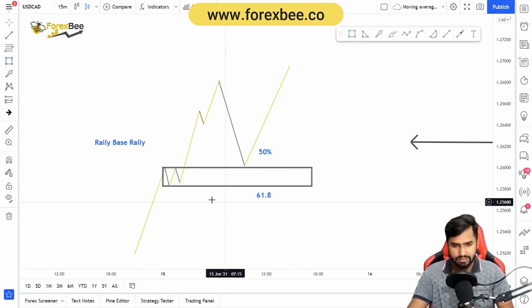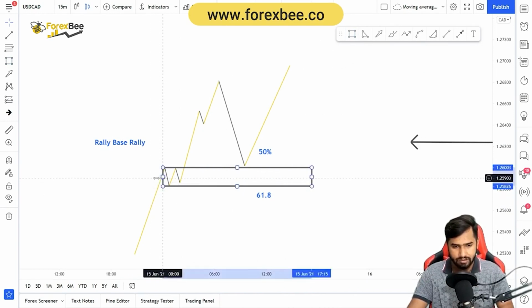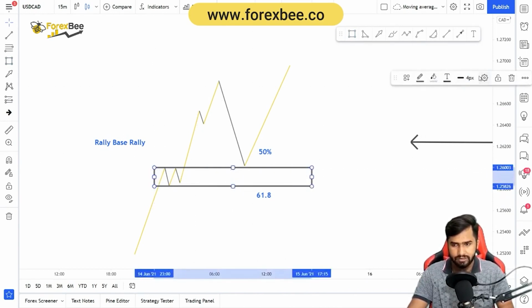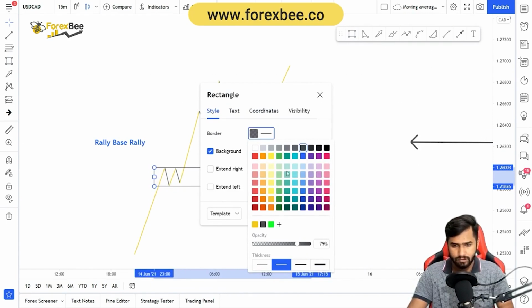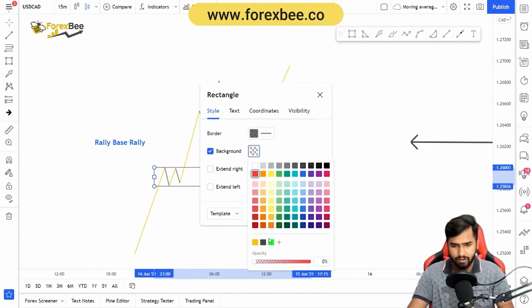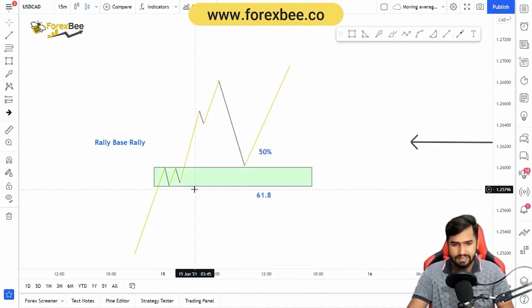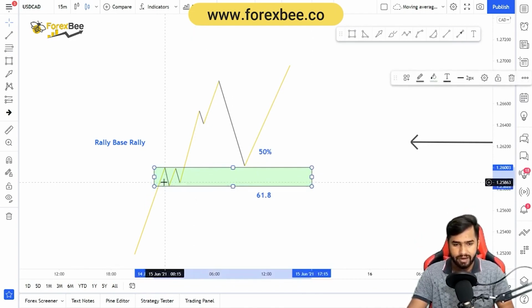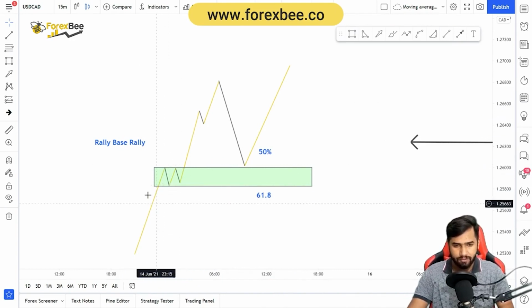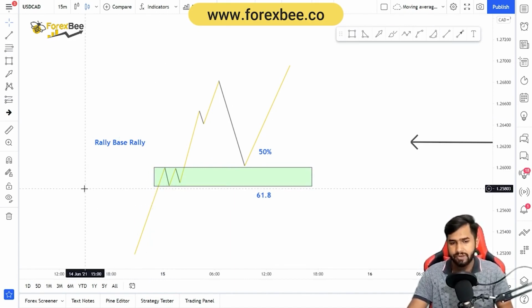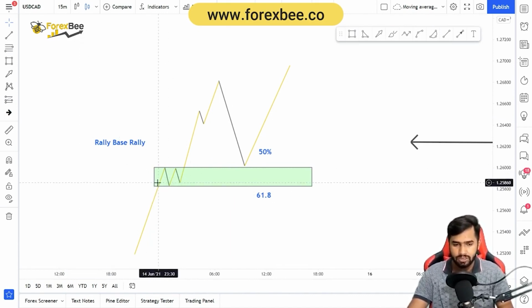You can see that this is basically our base. Let me adjust this, and we want the background to be, let's say, green. You can see here that this is a demand zone, and this is a rally based rally demand zone. So we have outlined that zone, and the next step in our analysis is to add the Fibonacci retracement in order to see if this zone is strong or not.